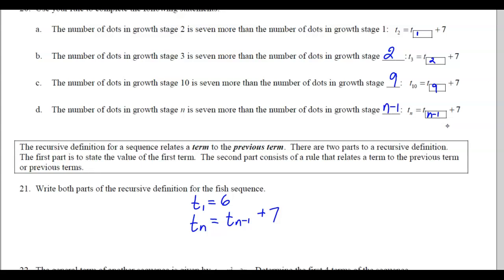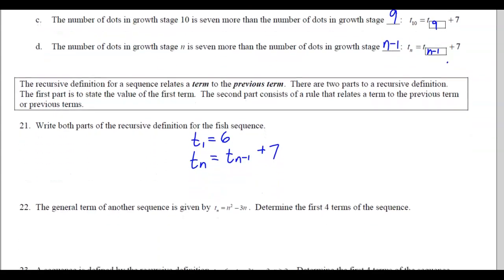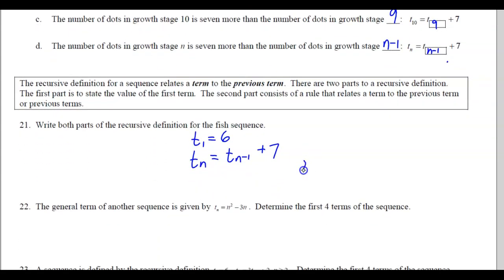Let's say you didn't have that. Well, someone might say, oh, term 1 is 1. Well, then we get 1, 8, 15, 22, and that's not the growth stages of fish. So you have to have both parts there. And sometimes you'll see n is an element of the set of natural numbers. Kind of assumed, but you might see that in the question.